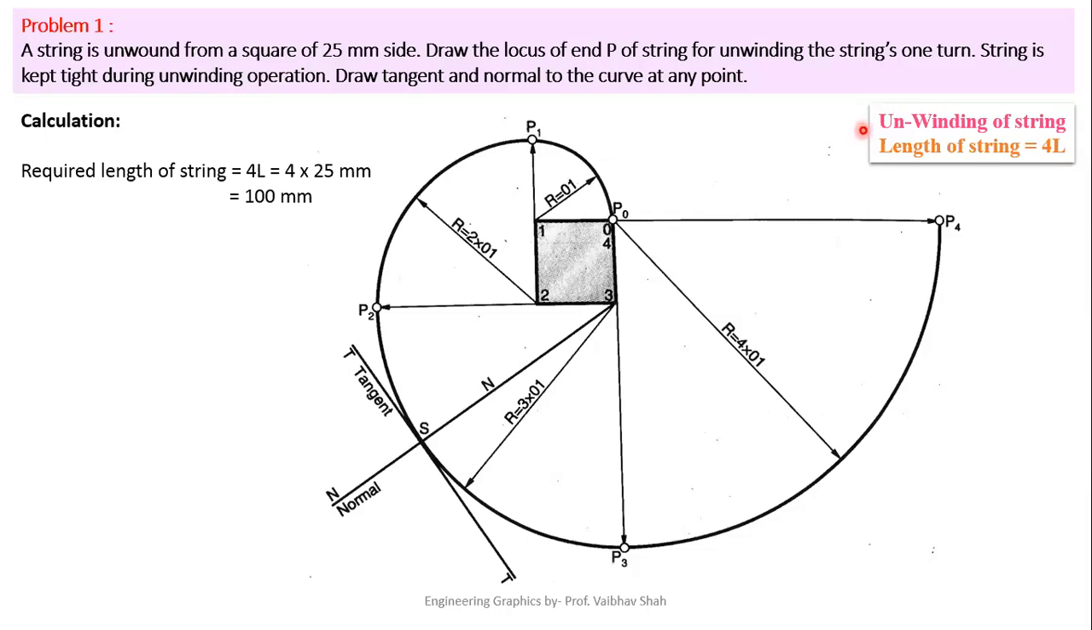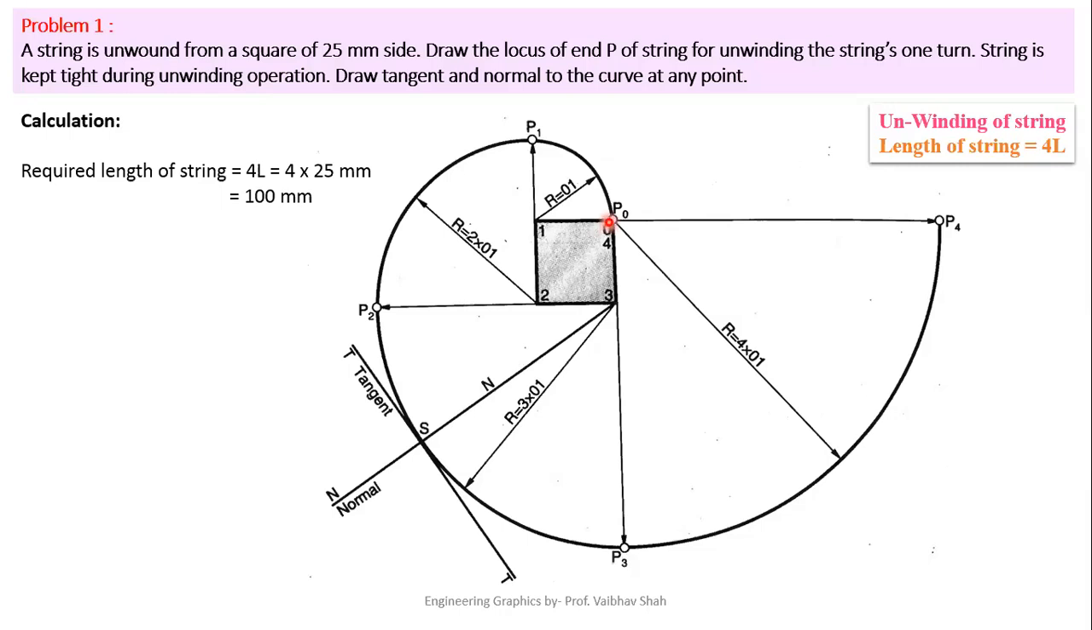So now, let us understand and take few assumptions first. So here we are assuming the unwinding of the string, and second, the length of string in this case would be equal to 4 into L. 4L is nothing but the perimeter of the square. So you will ask, sir, what do you mean by perimeter of the square? So let us see by this object.